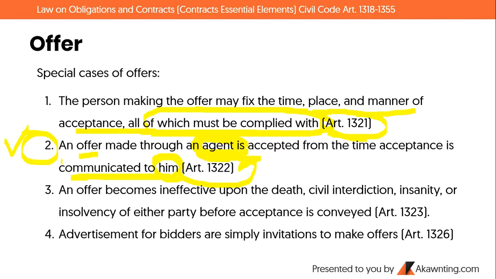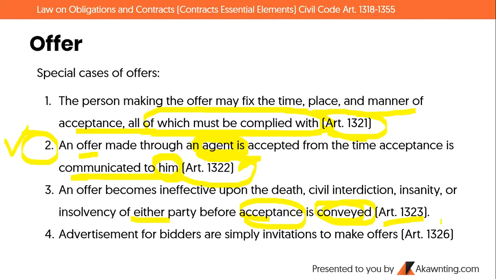Number 3, an offer becomes ineffective upon the death, civil interdiction, insanity, or insolvency of either party before acceptance is conveyed. Nandiyan yung word na either party before acceptance is conveyed, bago ma-communicate yung acceptance to the offerer. So this is based on Article 1323.